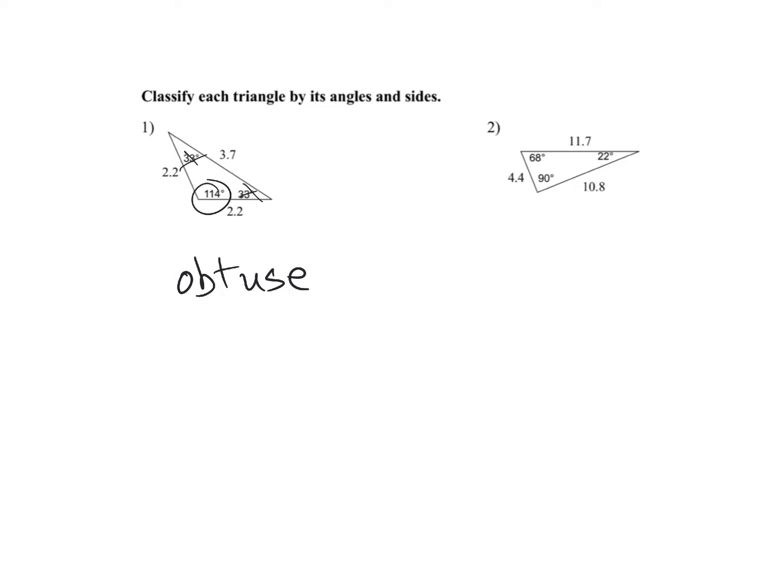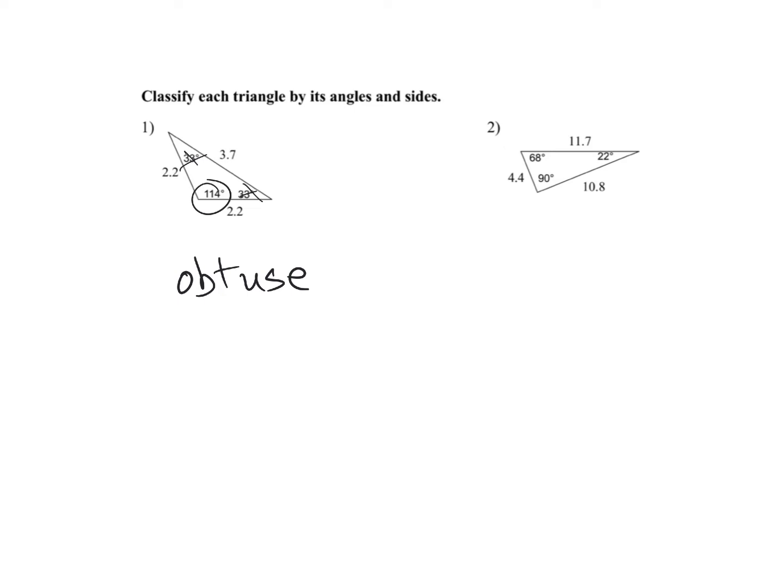Okay, the next thing you look at is their sides. All right, now you have to look to see if sides are the same. If none of them are the same, it's scalene. If two of them are the same, it's isosceles. If all three are the same, it's equilateral. So that's what you need to look for, and you need to know how to spell. I'm not going to count it wrong, but learn how to spell.